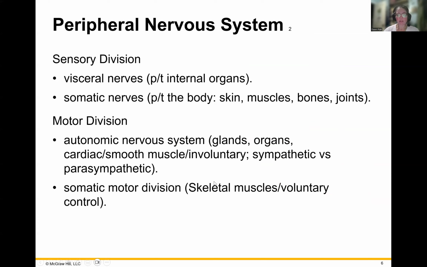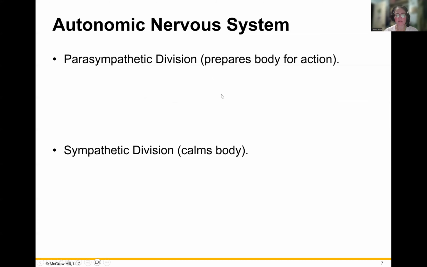Just a little bit of information about the peripheral nervous system. You can see visceral nerves pertain to internal organs, because visceral actually has to do with internal organs, and you'll see that in the motor division. Somatic nerves: the skin, muscle, bone, joints. In the motor division, somatic means the skeletal voluntary control. Again, this is just a brief overview. I don't need you to really pay attention to that. All of this information is on page 263 in more detail.